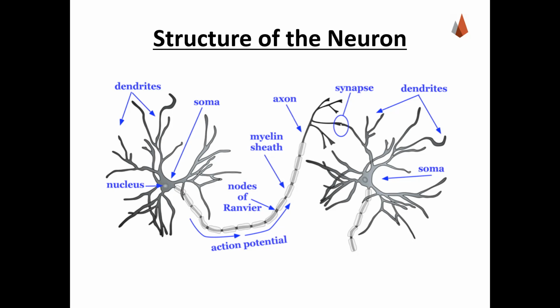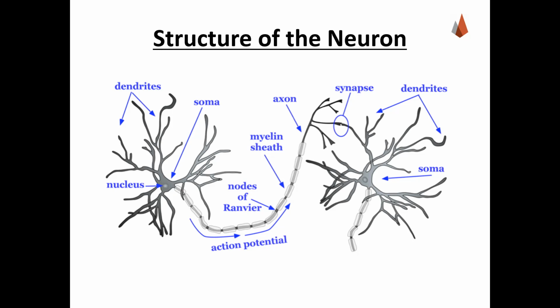Those nodes of Ranvier, those are the gaps in between the myelin sheath. And that's important because that's why it travels so much faster, because all it has to do is happen in the nodes of Ranvier rather than throughout the entire axon surface. So it sort of jumps from one node to the next along the myelin sheath, and that makes it much more rapid, because it doesn't have to travel through the whole thing. It sort of teleports from one node to the next.